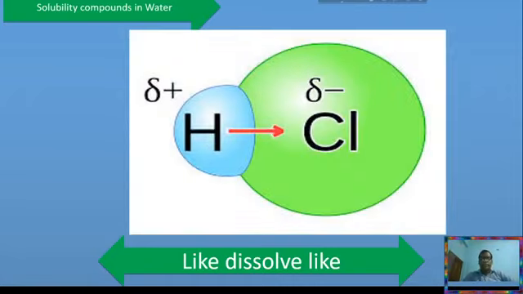And another one is hydrochloric acid. Look here. This is hydrogen and this is chlorine. It is partially positively charged and partially negatively charged. So hydrochloric acid is a covalent compound, but it is a polar compound. That's why hydrochloric acid will be dissolved in water. Why? Because hydrochloric acid is a polar compound and water is polar. That's why polar compounds will be dissolved in polar solvents. It is the like dissolves like rule.